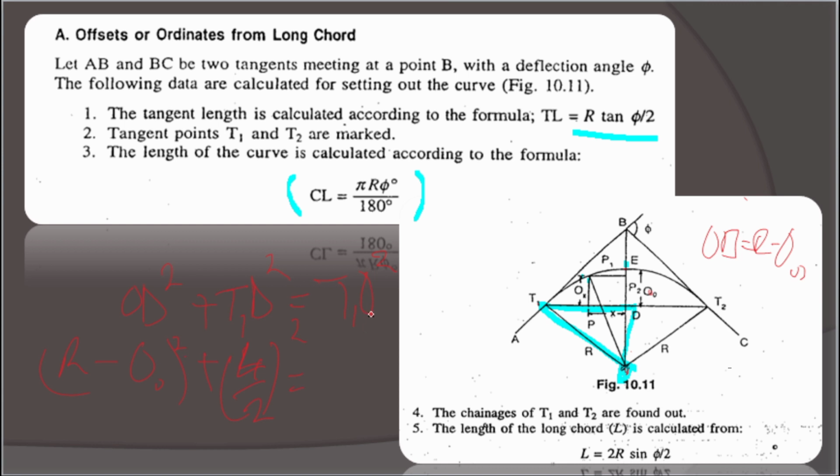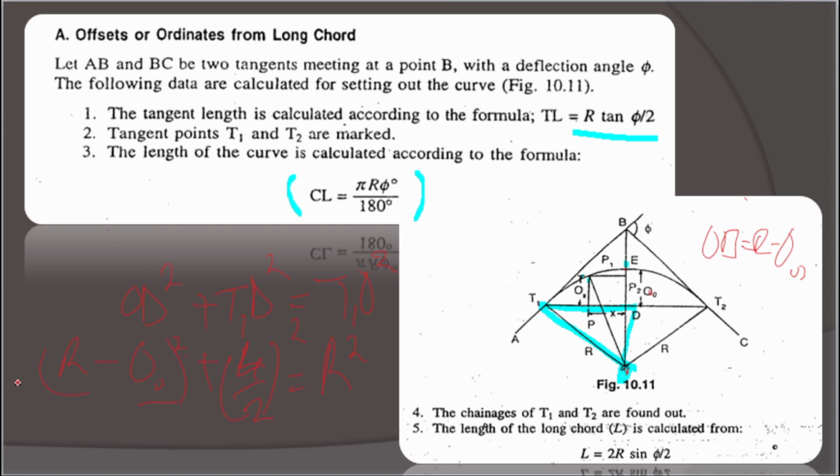which is equal to T1 O, this is the radius, so that will be R squared. So by doing that, this is our equation. By simplifying it, I need to find the offset origin. So I want to prove the answer of the offset of origin.